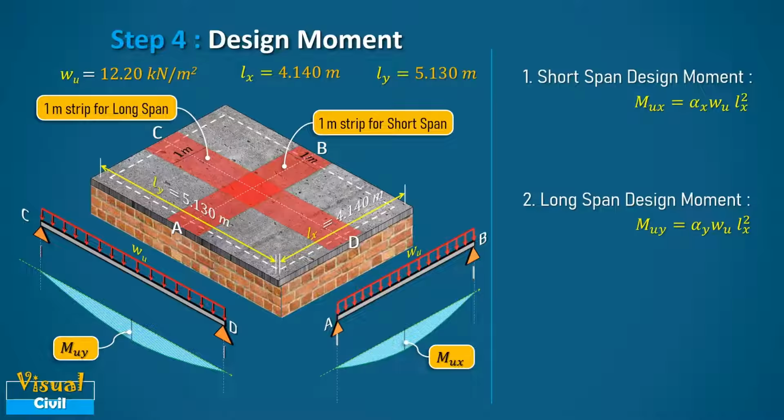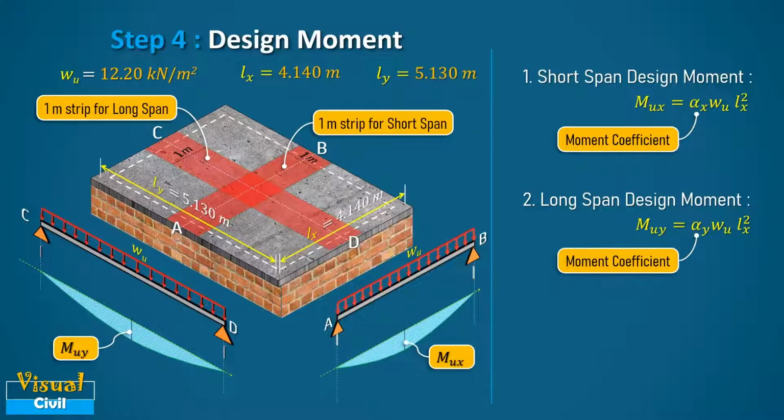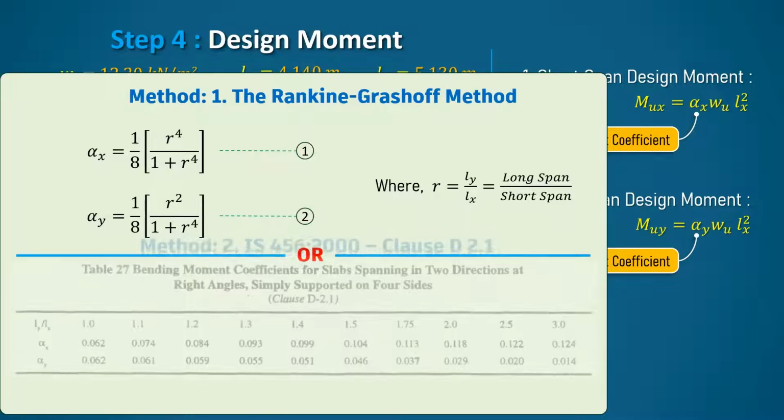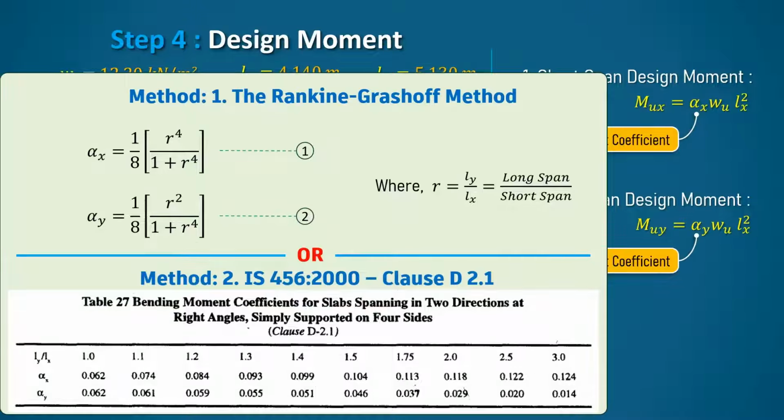The alpha x and alpha y in the moment equations are the bending moment coefficients, which can be computed by two methods. First, by using Rankine-Grashof method formulas as shown in equation 1 and 2, or second, by using the values given in table 27 of clause D 2.1. In this table, values of alpha x and alpha y are given for different values of Ly by Lx ratio. The alpha x and alpha y can be computed for the calculated Ly by Lx ratio using linear interpolation formula.